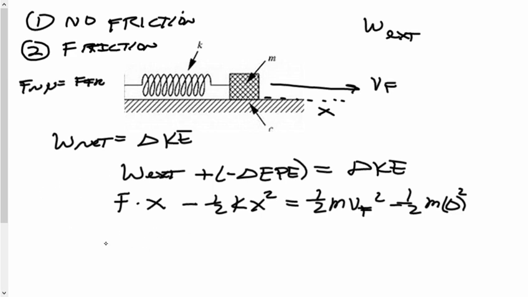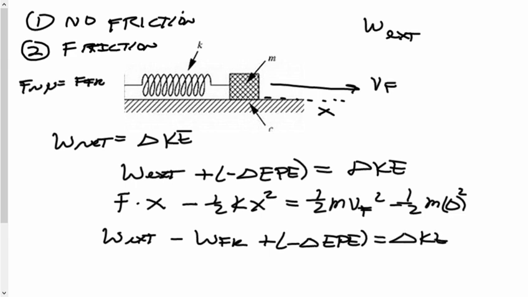Okay, so let's go ahead and do this then. What's our work net this time? We're going to have a work external minus the work of friction, and you've got no choice there, that's always negative, plus a negative change in elastic potential energy, because again that's going to be going into elastic potential. We will not see that as kinetic energy. And then that equals the change in kinetic energy here.